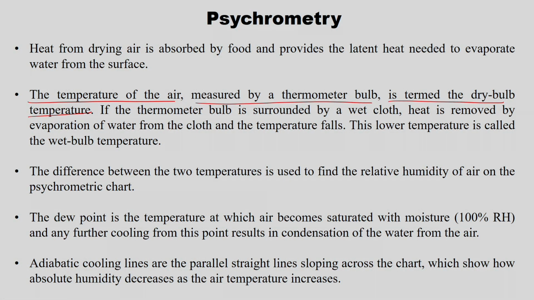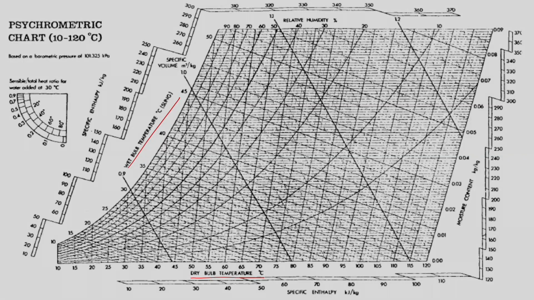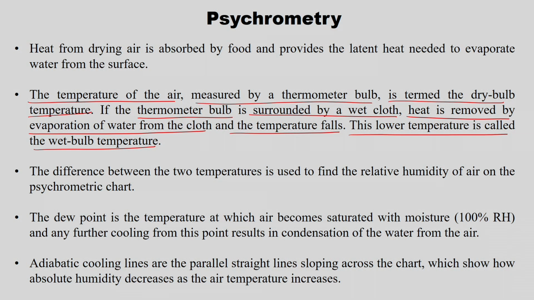So, what is wet bulb temperature? If the thermometer bulb is surrounded by a wet cloth, heat is removed by evaporation of water from the cloth and the temperature falls. This lower temperature is called the wet bulb temperature. Here in the thermometer we wind the wet cloth around the thermometer bulb. So, the heat is used to remove the water from the wet cloth by evaporation, so the temperature measured is lower than the dry bulb temperature. That is mentioned here as the wet bulb temperature. Then the difference between the two temperatures is used to find the relative humidity on the psychrometric chart.